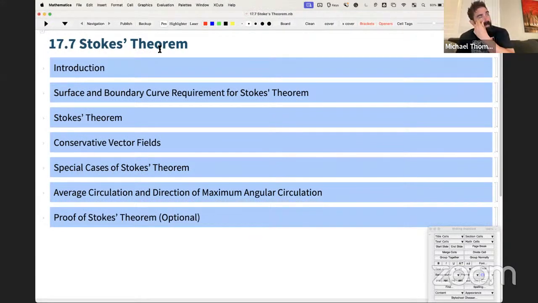Alrighty, guys, this is section 17.7, where we discuss one of the two crowning results of vector calculus, chapter 17. So this is a rather important theorem, Stokes' theorem, and in 17.8 we'll discuss the divergence theorem. Both of these theorems actually kind of lay the groundwork for a lot of the world that we see around us. They're used throughout the study of physics everywhere, especially in electromagnetism.